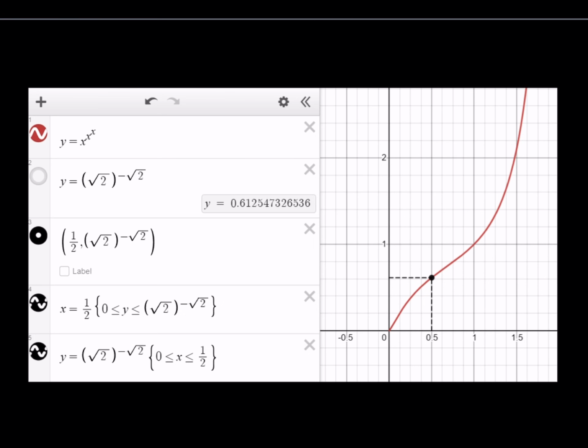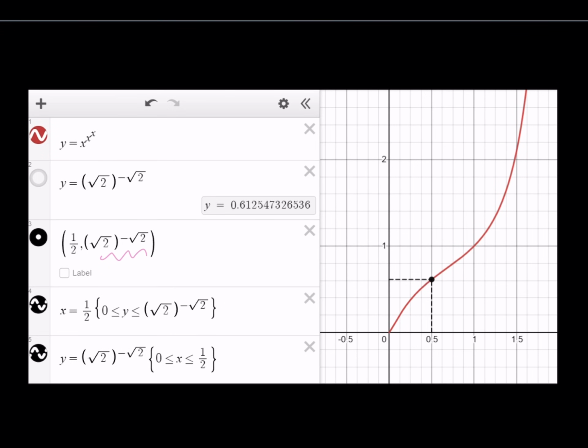And here's a point on the graph whose x coordinate is 1/2, and the y coordinate can also be seen here, which means that x equals 1/2 is the solution to our equation, and that happens to be the only solution. If you happen to find another solution, please let me know in the comment section.